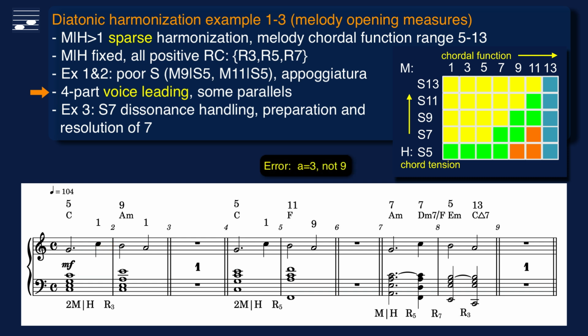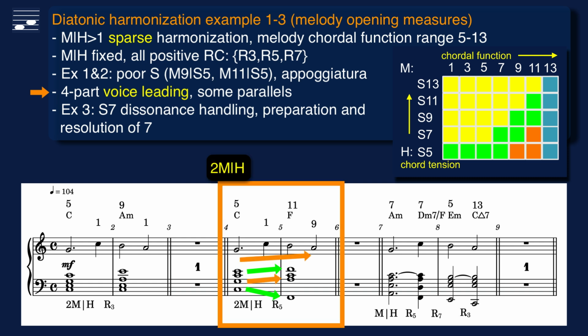The second solution demonstrates root cycle R5, but the F major triad is another case of poor support, in this case for chordal function 11. The harmony voice leading is okay, with smooth stepwise motion and contrary opening motion between outer parts, but there's another set of hidden parallel octaves.